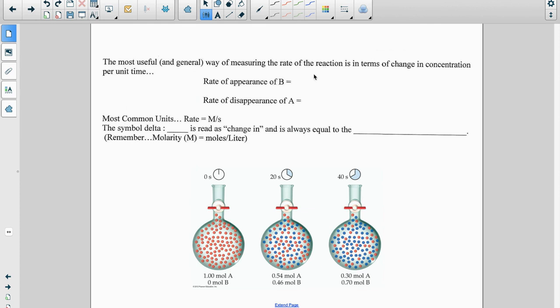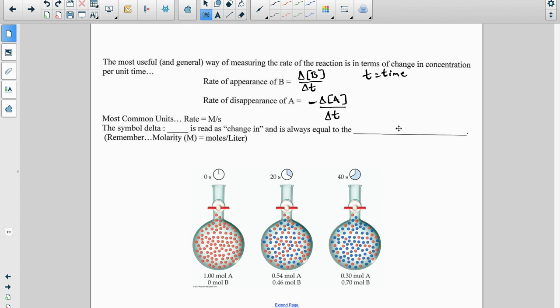So the way we represent this with our symbols is the rate of appearance of B. B is a product, so it is the change in the concentration of B, that delta B over delta T, T representing time. The rate of disappearance of A. Now, since A is disappearing, we are going to put a minus sign in front, and it will be the delta concentration of A over delta T.